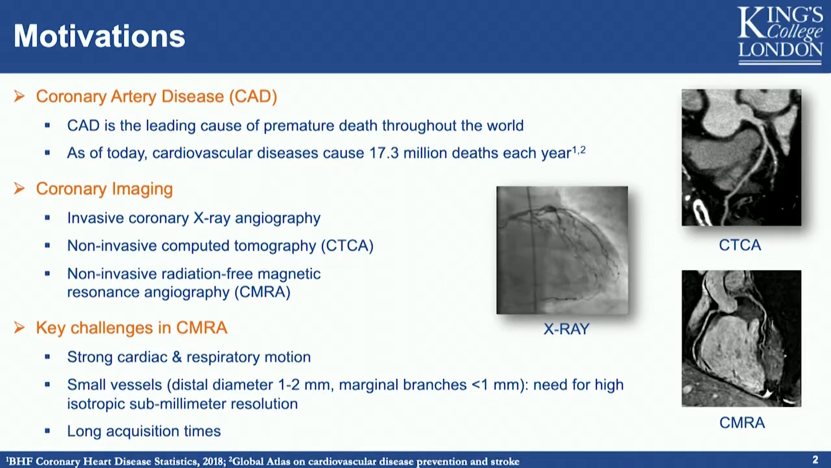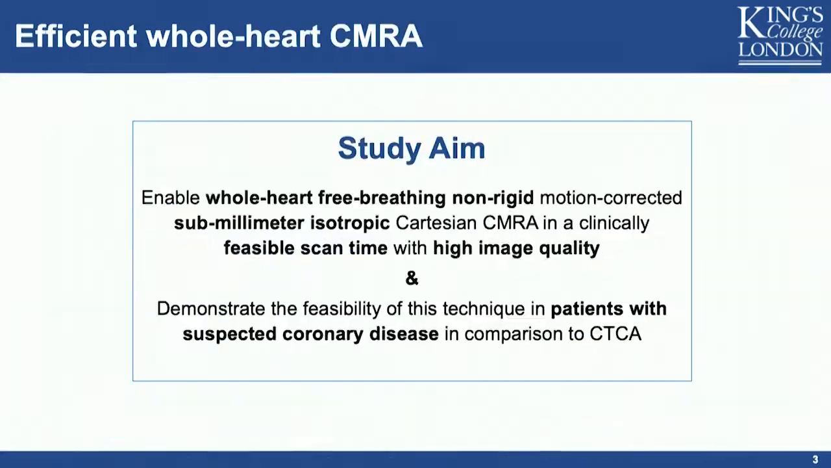The coronary arteries are located very close to the myocardium, therefore we've got very strong cardiac and respiratory motion. We're trying to scan very small vessels, and therefore high isotropic resolution is needed, particularly sub-millimeter resolution, which results in very long acquisition time.